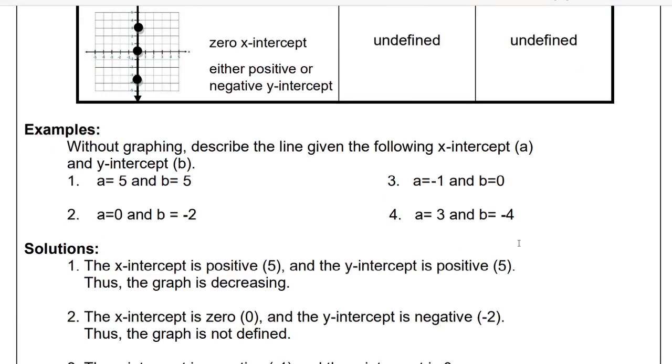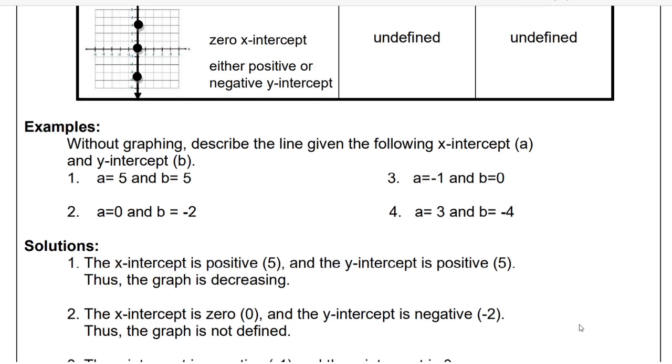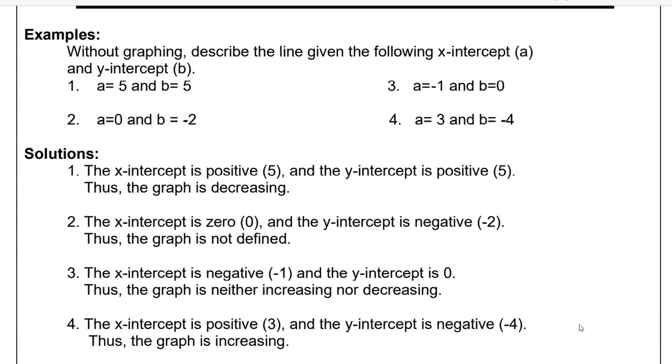Okay, here, the examples without graphing: describe the line graph given the following x-intercept. From here, number 1, using the table here. Since the x-intercept is positive and the y-intercept is positive also, therefore, the graph is decreasing. Pag ganyan kasi positive siya, positive din dito, then going down. So, the trend of the graph is decreasing.